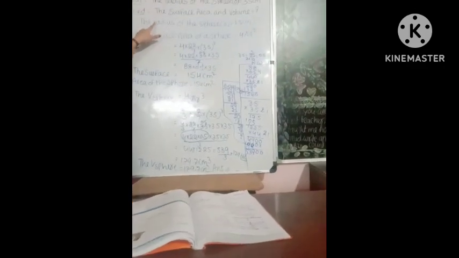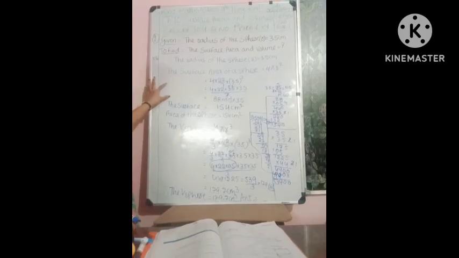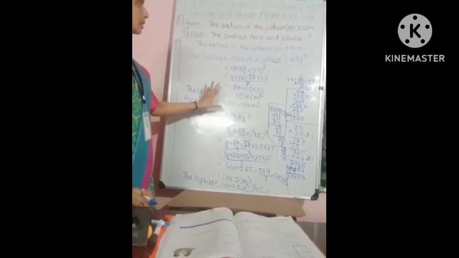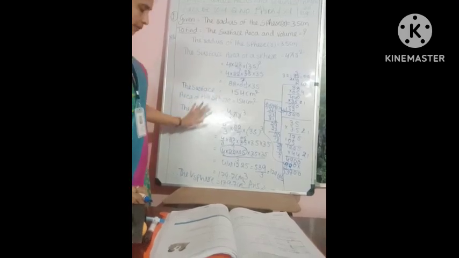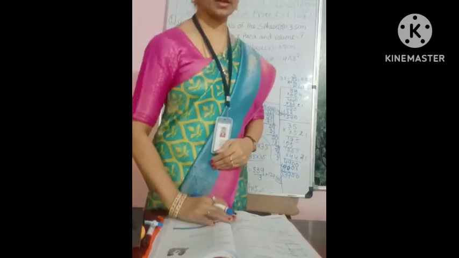Radius is given. You can find out the surface area and the volume. Do you know the formula? We know those two formulas. The R value is substituted in these two formulas, and we will get the final answers to these two questions. Very simple problem solution.